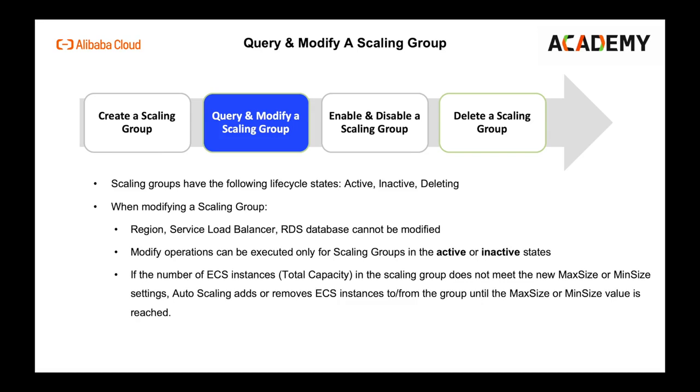If the number of ECS instances in the scaling group doesn't meet the new max size or min size settings, autoscaling will add or remove ECS instances to or from the group until the max size or min size value is reached. Let's go back to the console and see how we can view or modify the scaling group's configuration.